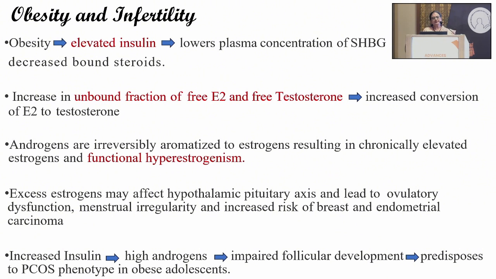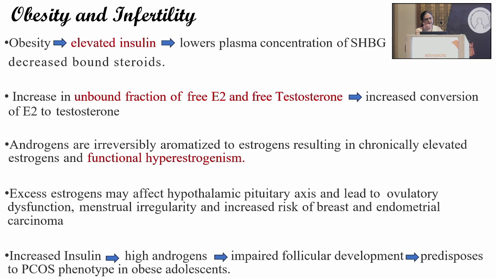Now, how does obesity cause infertility? In obesity, you have insulin levels elevated, which lowers the serum sex hormone binding globulin. Once that is reduced, you have a free or unbound fraction of estrogen and testosterone, and this leads to a functional hyperestrogenism. Whenever there is a chronic low level of estrogen increase, it will affect the HPO axis, it will lead to ovulatory dysfunction, therefore menstrual irregularity, and increased risk of breast and endometrial carcinoma.